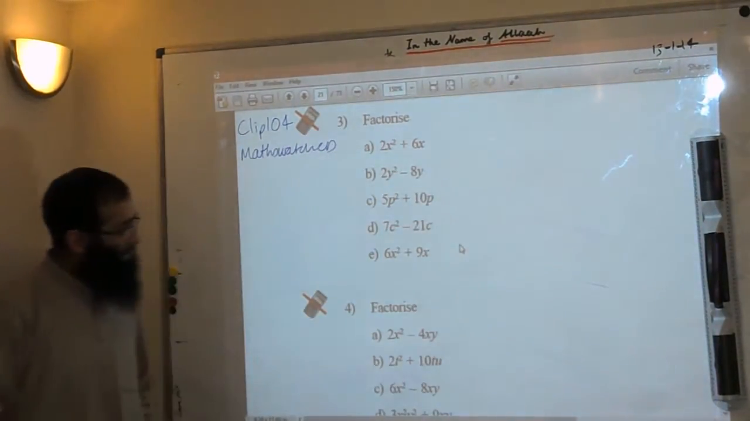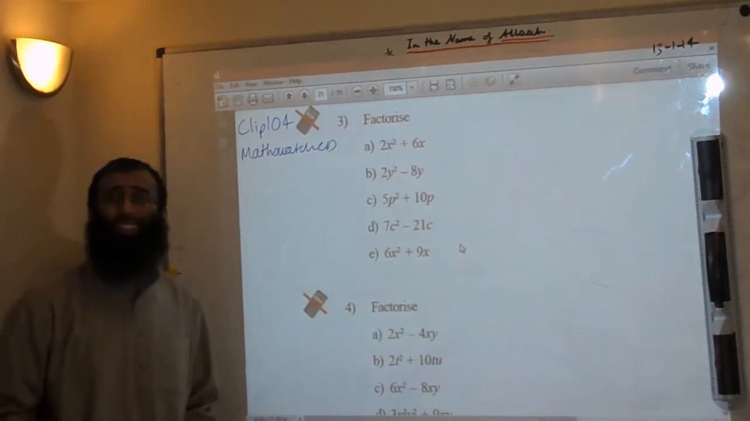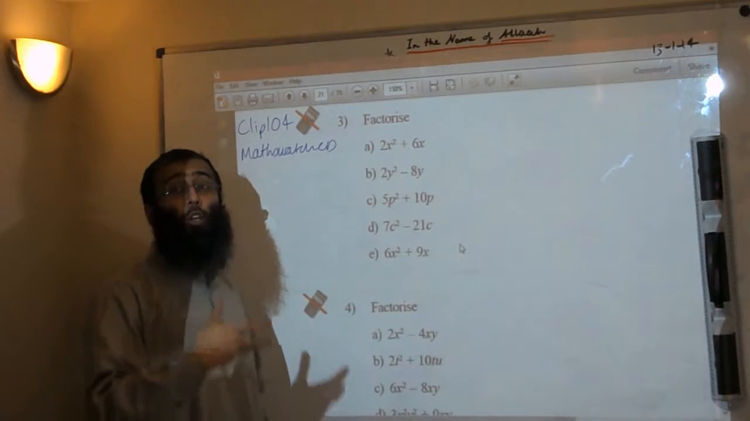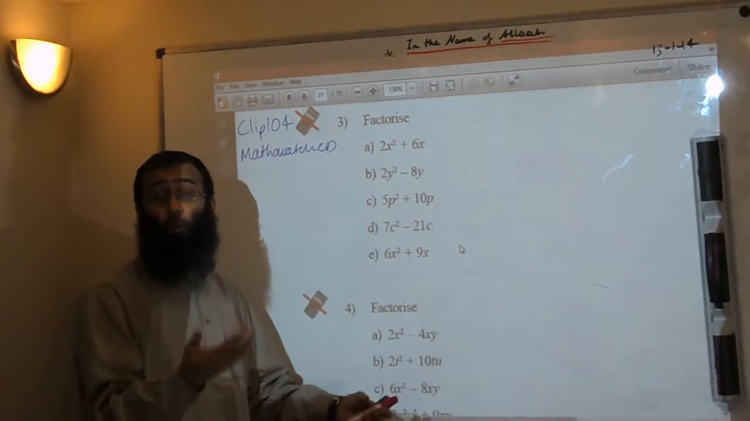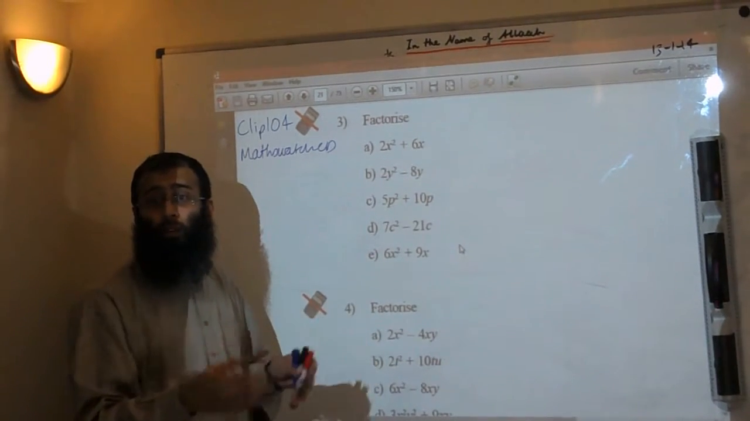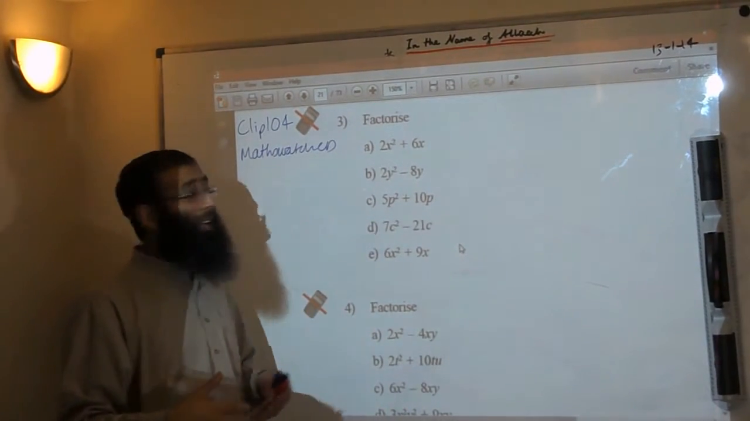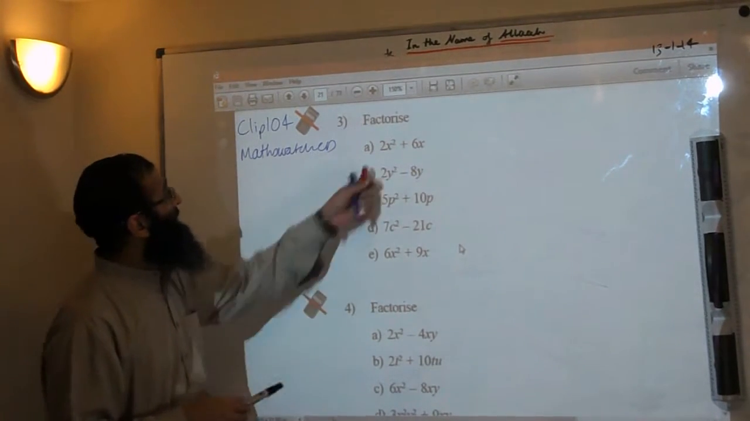Okay, right. In this next type of question, Hassan, what we got here, factorizing 2x squared plus 6x, we've got common numerical value factors and common letters as well. So we got both things. So in the first examples, we had just numbers that were common. Then we had letters that were common. Now we're going to have letters and numbers that are common. So let's have a look at this first question here.